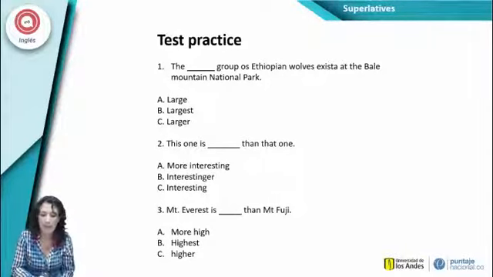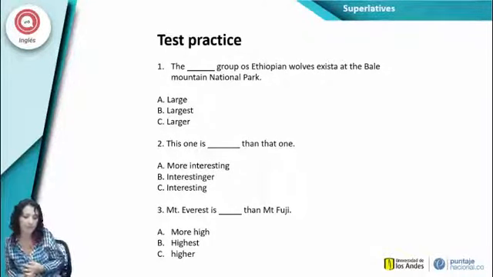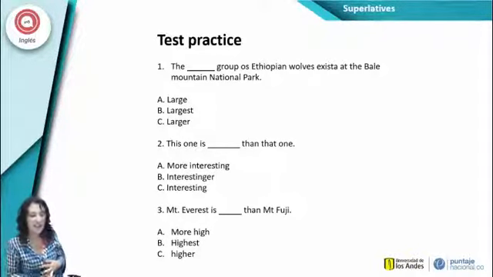Number three. Mount Everest is. Number three. Very good. Higher than Mount Fuji, because we are comparing two things. We are not talking about a superlative but a comparative. Is higher than. So 3 is C. Good.